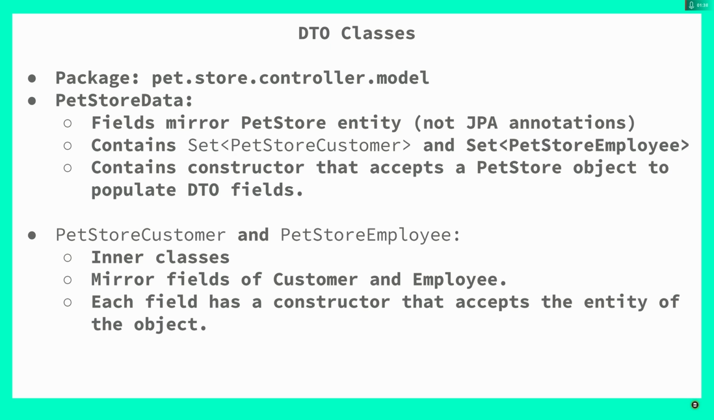We have next the PetStore customer and PetStore employee. These are inner classes. They mirror the fields of the customer and employee entities. Each has a constructor that accepts the entity of the object.